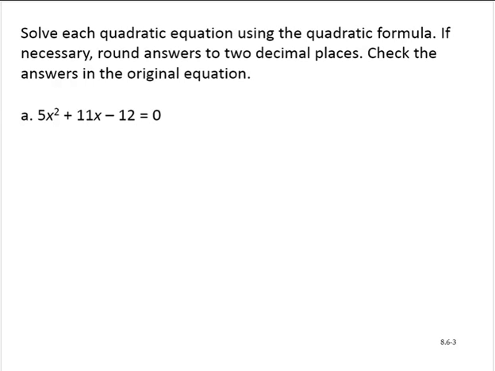Solve each quadratic equation using the quadratic formula. If necessary, round answers to 2 decimal places. Check the answers in the original equation.